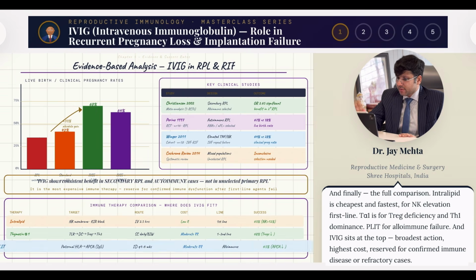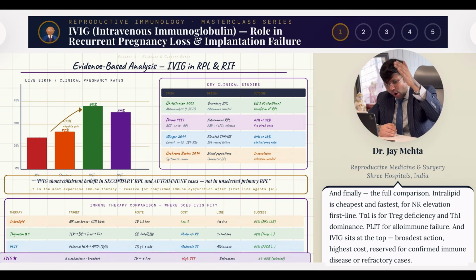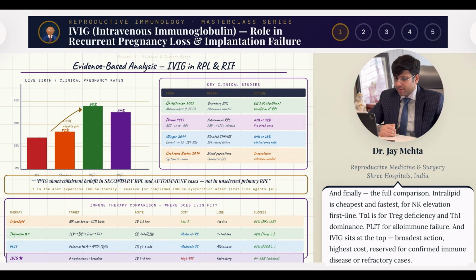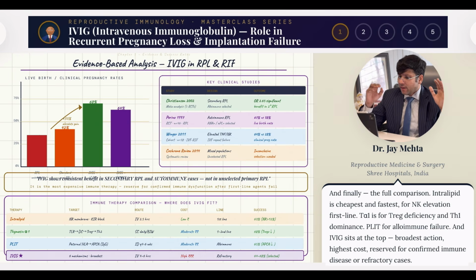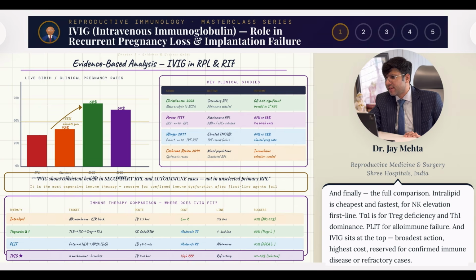Okay, but as I've mentioned before, out of all the therapies which are available for a particular patient, you cannot say and think that IVIG offers a better outcome. IVIG is only to be used in refractory cases and with very strong financial counseling, because this can really drain the patient of a lot of resources.